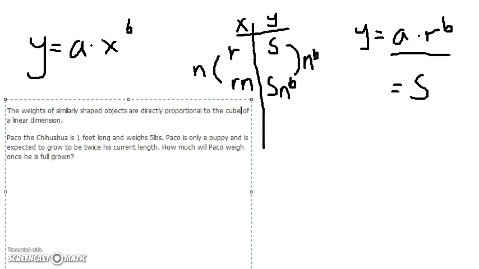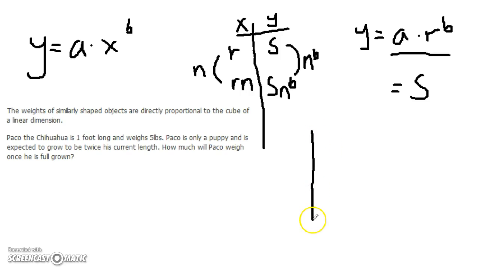To solve this, we're going to set up our chart here with x and y, x being length and y being weight. We're just going to plug in the values that we already know. So we know he starts at 1 foot long, starts at 5 pounds, and here it says twice. So the n that we had up here with numbers in this problem is going to be 2. So the next x is 2.